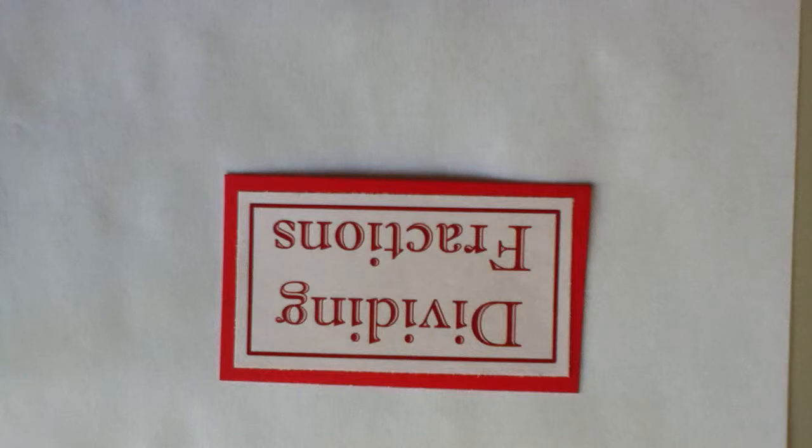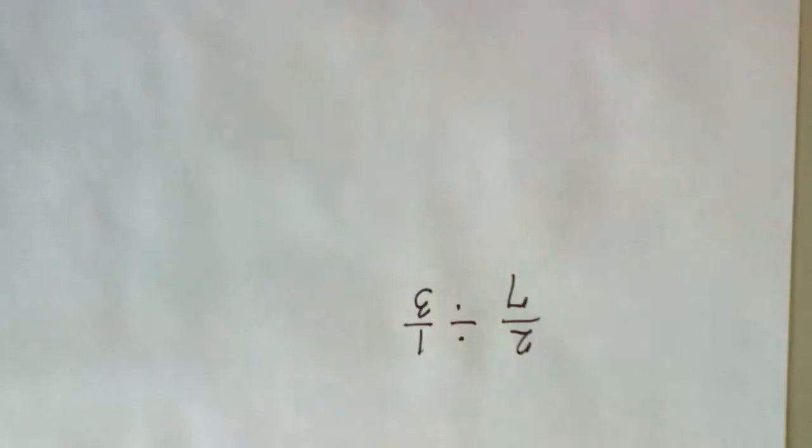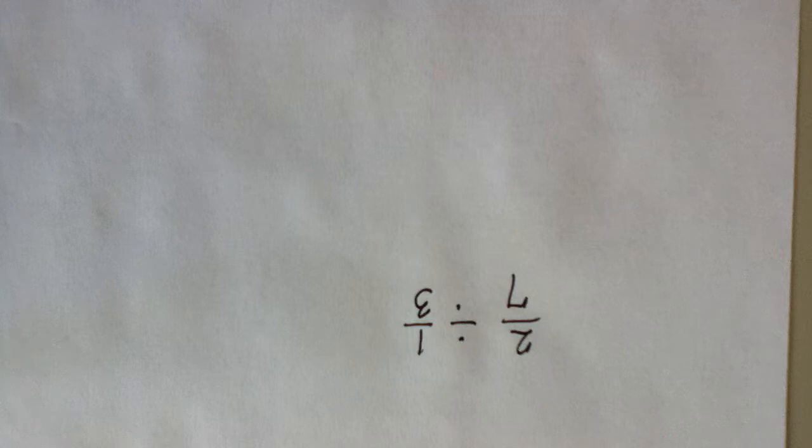We'll be talking about dividing fractions. The problem I'm looking at reads 2/7 divided by 1/3. The first step in dividing fractions is to change it into a multiplication problem.